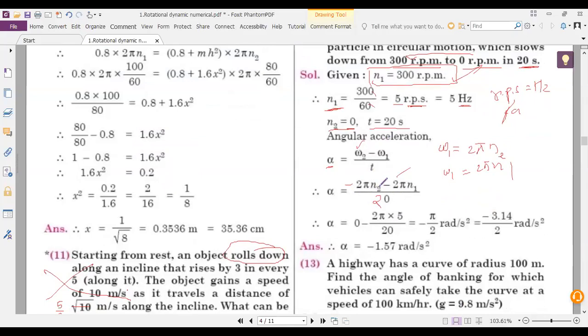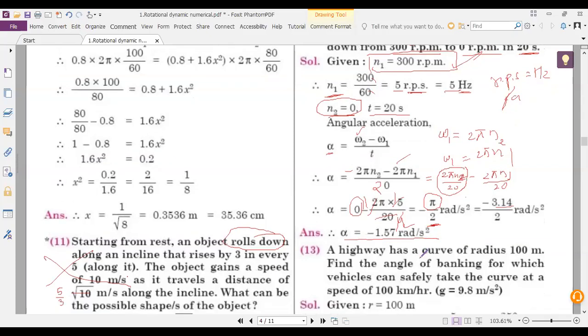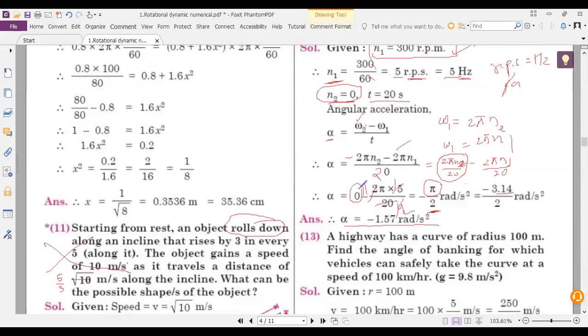So we split this formula first. Can we write it like this: 2 pi n2 upon 20 minus 2 pi n1 upon 20? What is the value of n2? The value of n2 is 0. If this part is 0, this whole part becomes 0, so this part is gone. What is the remaining part? Only 2 pi n1 upon 20. The value of n1 is 5, so we put 5 upon 20. Solve it. Your final answer is 5 pi upon 2. We know the value of pi, 3.14. Now calculate this part. What are we getting? The value of the angular acceleration. Is this numerical clear? Simple numerical.